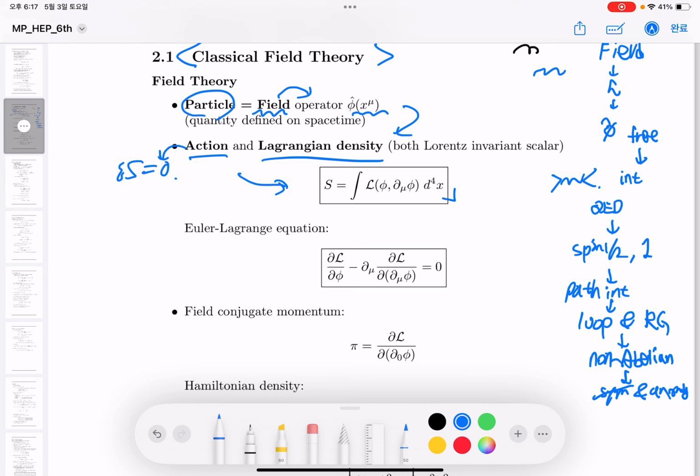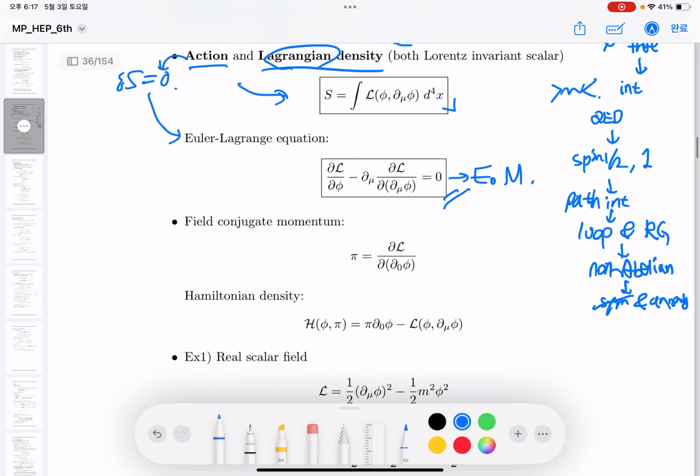And by using the stationary action, we can obtain the Euler-Lagrange equation for the Lagrangian density, with partial phi and partial mu phi, in such a form. So this determines the equation of motion. The point is, if the Lagrangian is given, then we can obtain the dynamics of the field.